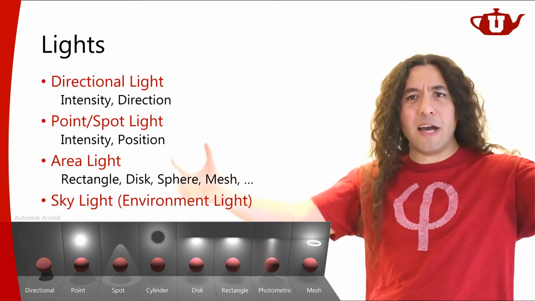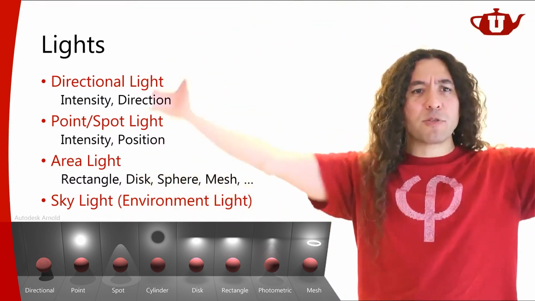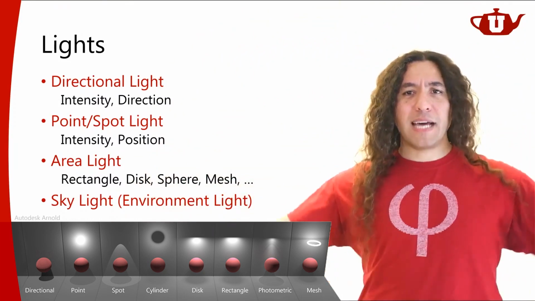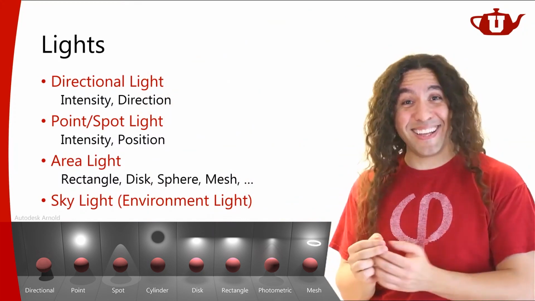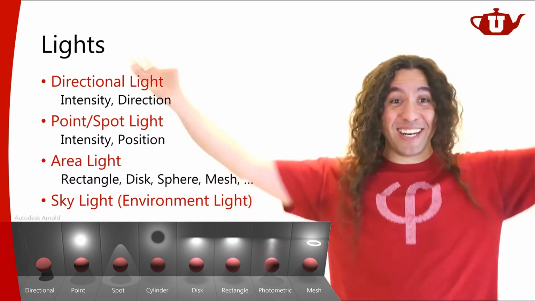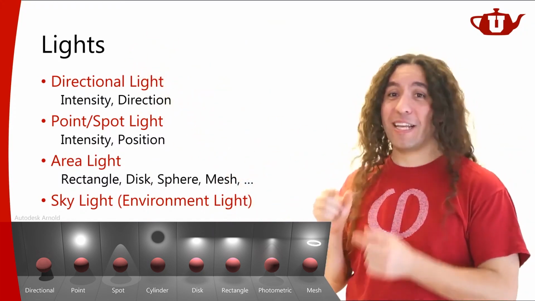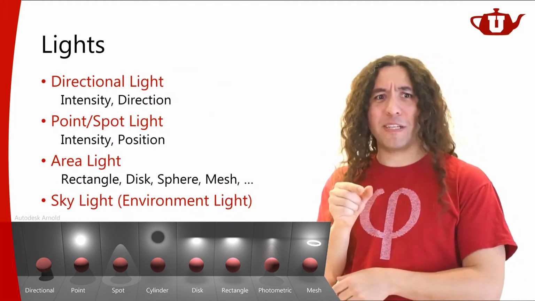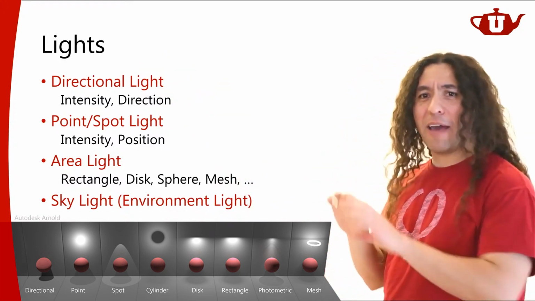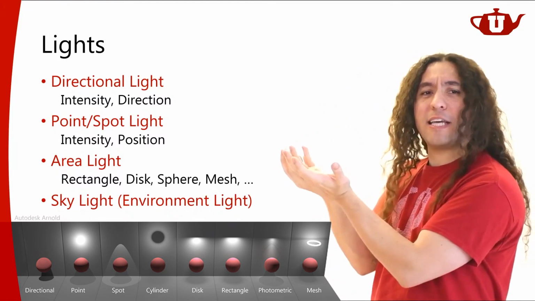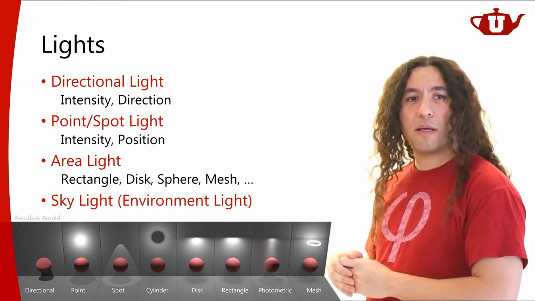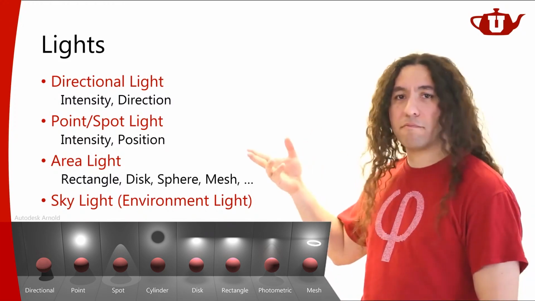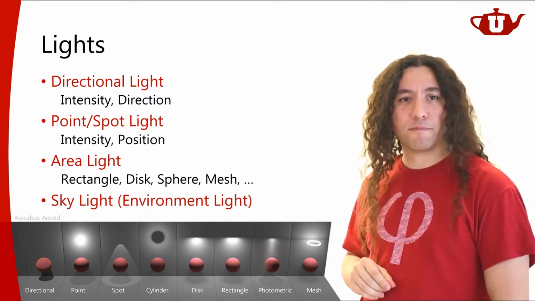Imagine a giant sphere encapsulating my entire scene. That sphere's radius is infinity. Quite literally, infinity. And my scene is centered on that infinite sphere. And I have a texture on that infinite sphere that will tell me how much light is coming from all directions. So that's going to be a skylight or an environment light.